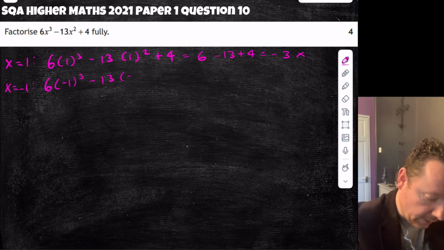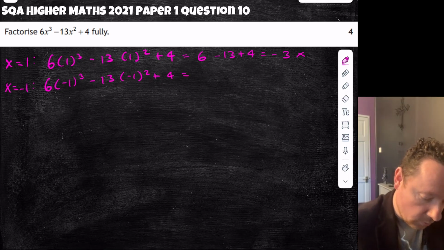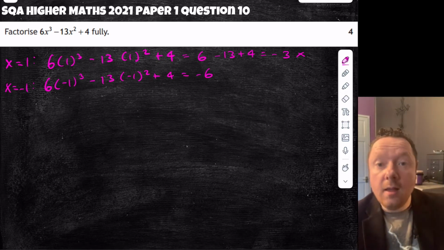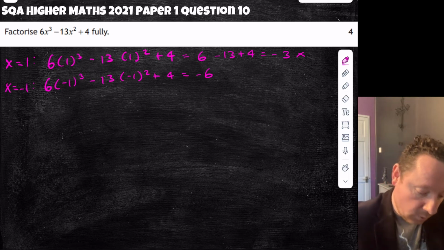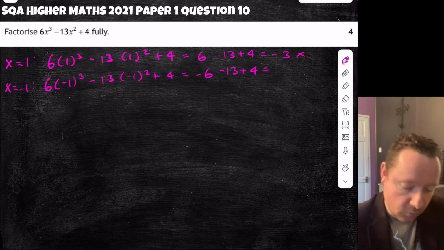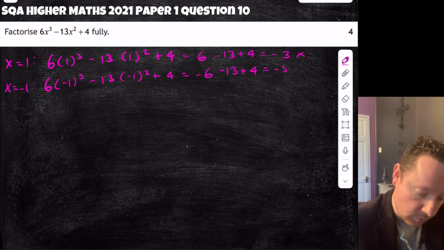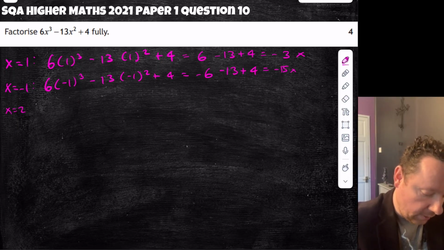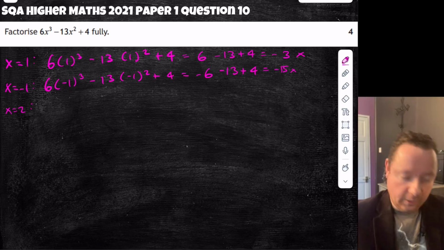So we've got minus 1 squared plus 4. So that's 6 times minus 1, which is minus 6, minus 13 times 1, which is minus 13, plus 4. You can clearly see that that is not going to give us an answer of 0, because you've got minus 19, add 4 is minus 15. So I'll just write that and put it across. So then we try x equals 2. And you just have to keep going, usually 1, 2, or 3, okay?